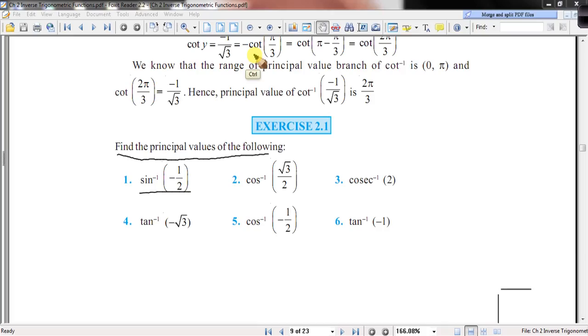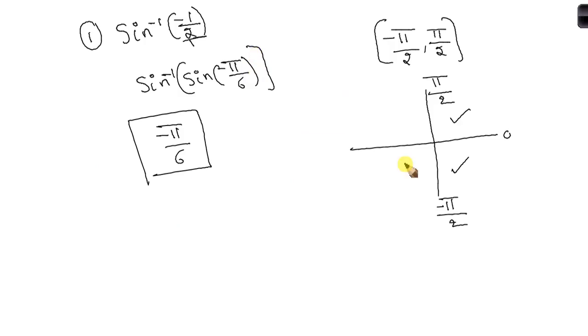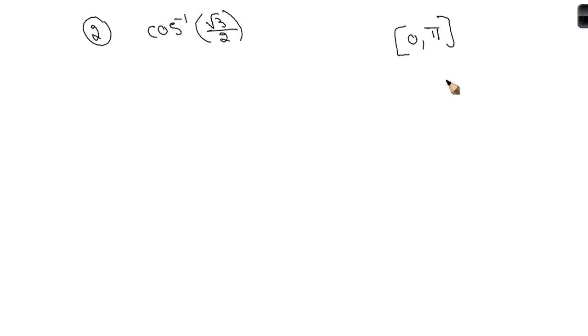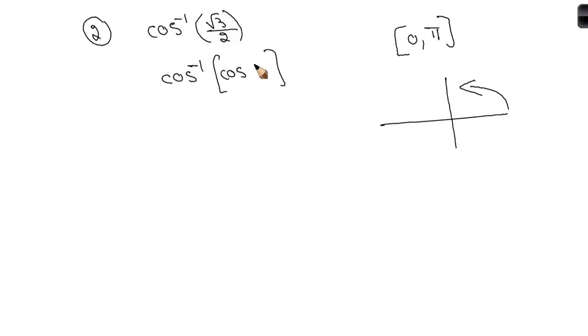Cos inverse of root 3 by 2. Second question is cos inverse of root 3 by 2. So cos principal value, we know it is from 0 to pi. So first and second quadrant, cos becomes positive in the first quadrant. So cos inverse of, for which value does the cos become root 3 by 2? Again it is cos pi by 6. So we know cos inverse of cos x is x. So this should become pi by 6. So the answer for this would be pi by 6.